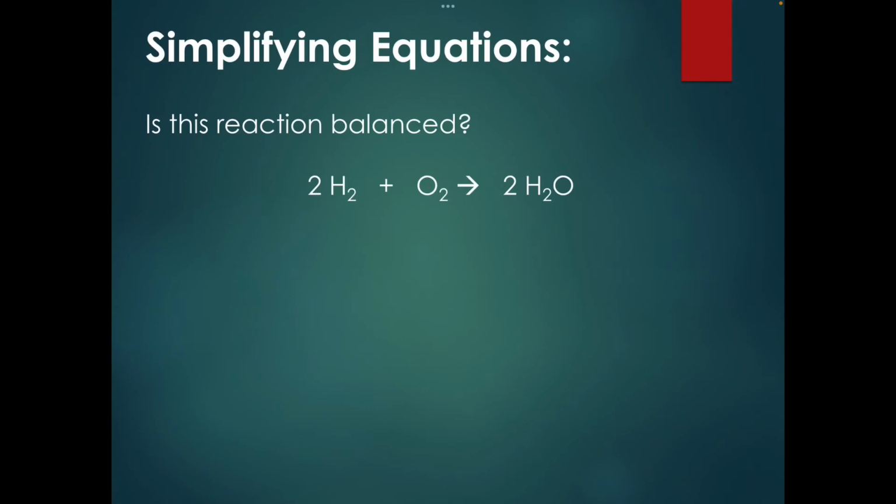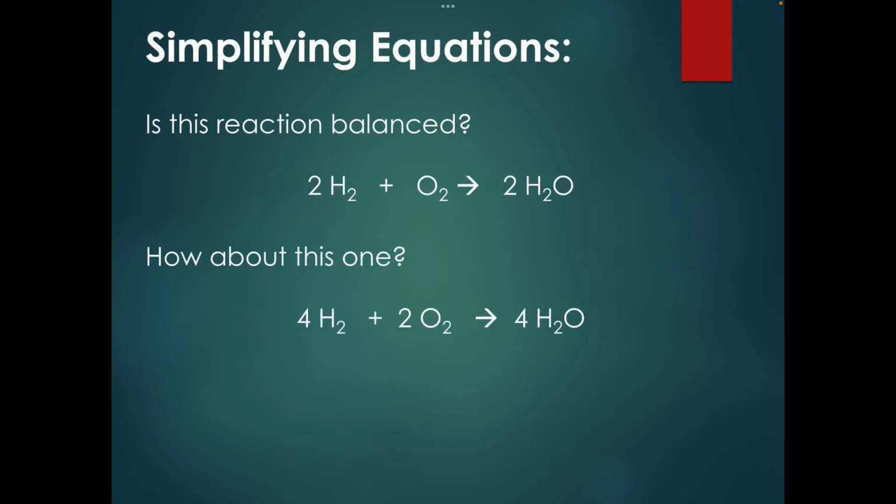So our answer is, yeah, the reaction is balanced, right? There's 4 hydrogens on each side, and there's 2 oxygens on each side. So it's balanced. Okay, well, what about this one? So again, yeah, it's balanced, right? There are 8 hydrogens on each side, and there are 4 oxygens on each side. So this is balanced too.